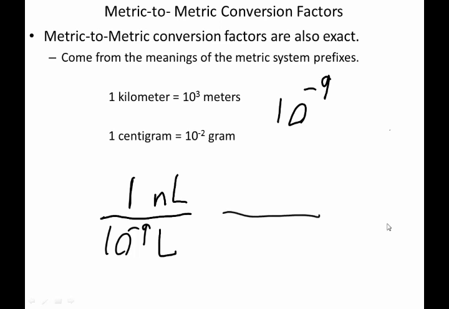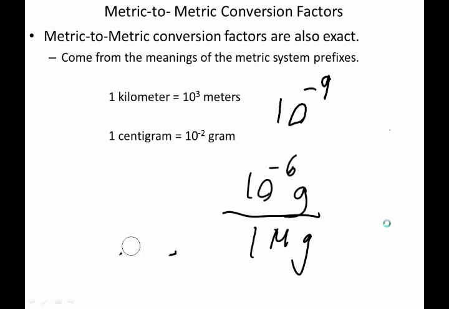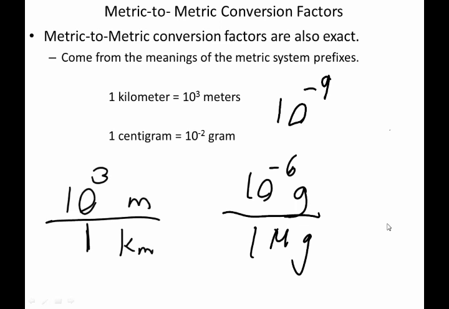If I had micrograms, I'd put the 1 in front of micro. I'd put 10 to the negative 6th up here because that's what micro means. If I had kilometers and meters, I'd put the 1 in front of kilo, and I'd put 10 to the 3rd because that's the meaning of kilo. So I hope that makes sense. That's how I put these together.